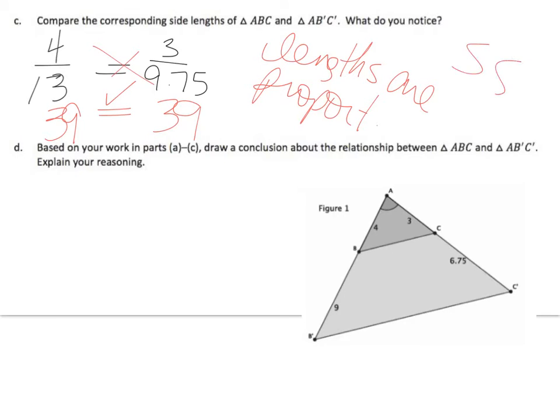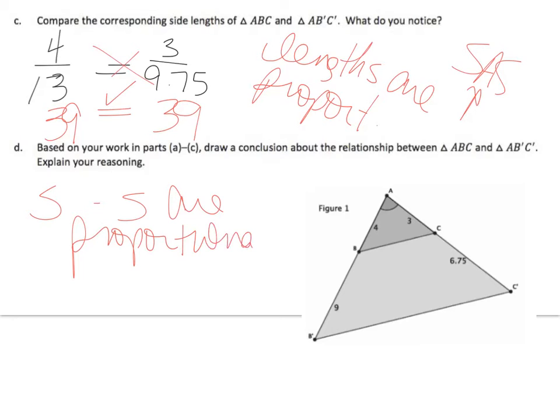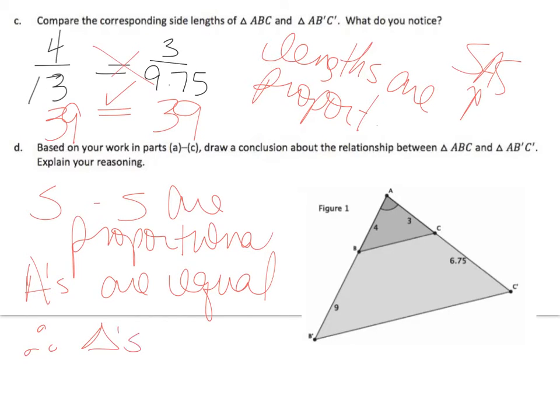So we have side and side and angle in between. Based on your work in parts A through C, draw a conclusion about the relationship between triangle ABC and triangle A B prime C prime. The sides are proportional. The angles are equal. Therefore, the triangles are similar.